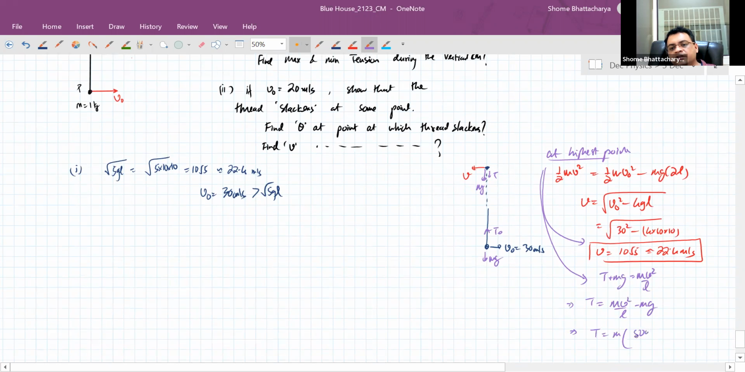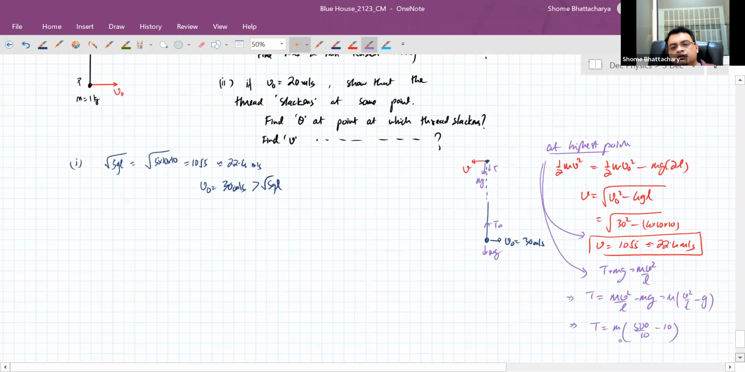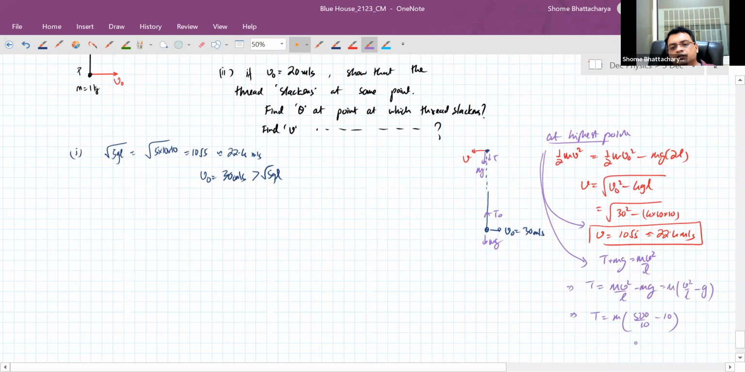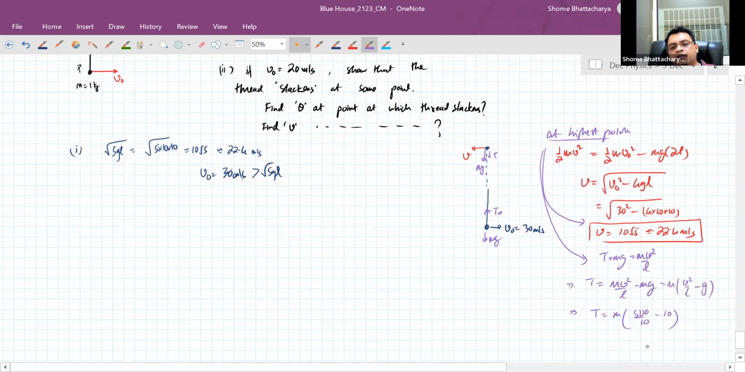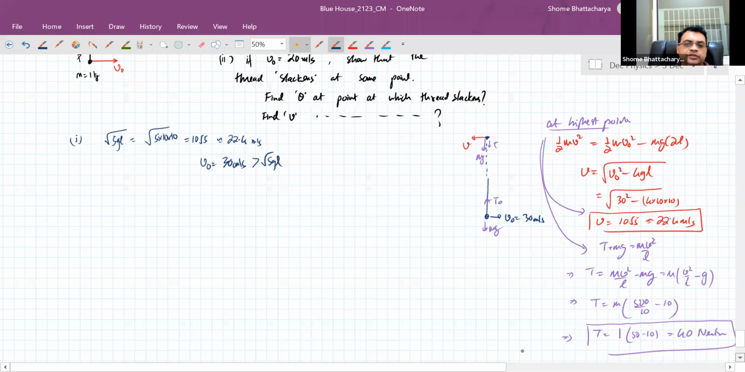This is 500 by 10 minus 10. When you substitute, the tension is in fact the mass, which we had taken as 1 kg, into 50 minus 10, or 40 newtons. So it's in fact interestingly more than the weight, because we've given it quite a bit of kinetic energy at the bottom. So not only is the thread tight at the top, but it has a tension more than the weight.